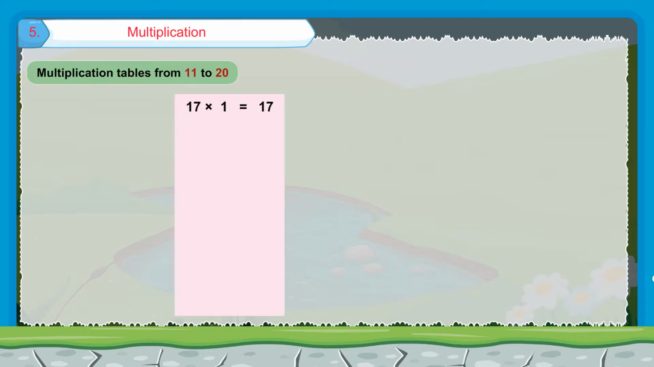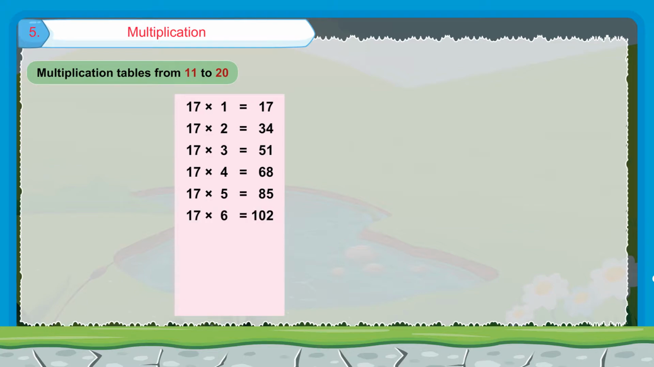17 into 1 is equal to 17. 17 into 2 is equal to 34. 17 into 3 is equal to 51. 17 into 4 is equal to 68. 17 into 5 is equal to 85. 17 into 6 is equal to 102. 17 into 7 is equal to 119. 17 into 8 is equal to 136. 17 into 9 is equal to 153. 17 into 10 is equal to 170.